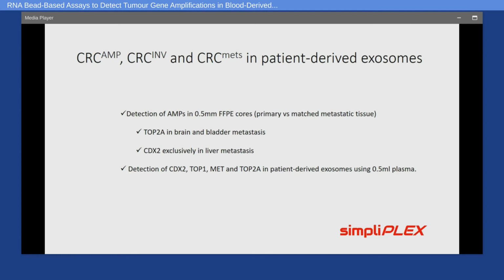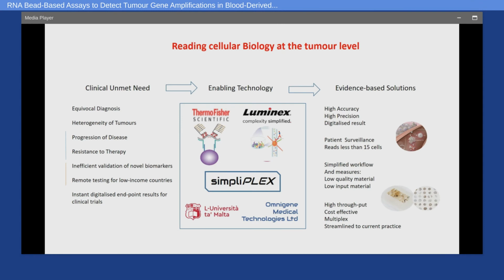What I've put together here is that we're starting from biology. We understood that there is a specific phosphatase, and we can look at specific markers. Those markers we went into because of the interest in gene amplifications, as the phosphatase was involved in gene amplifications. Therefore we wanted to read cellular biology at a tumor level, but also in the tumor-derived vesicles and cells in blood.